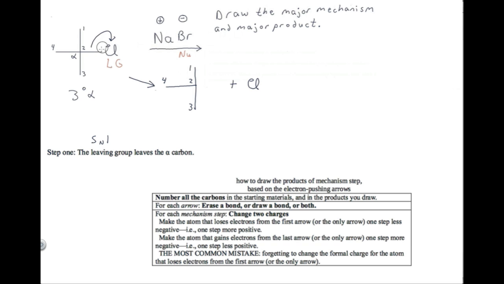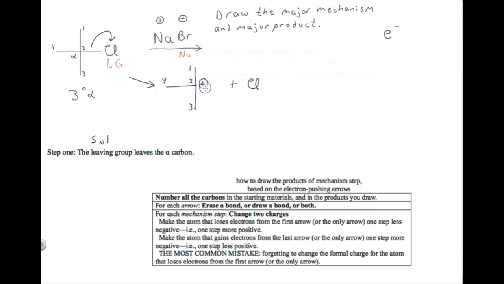Who is losing electrons from this arrow? Well, I hope it's clear carbon-2 is losing the electrons from this arrow. The electrons are starting in this bond and they're moving into a lone pair on the chlorine. So carbon 2 is losing the electrons in this bond. So what should be the new charge on carbon 2? Carbon 2 started neutral and it lost electrons. Electrons have a negative charge, so carbon 2 should become one step less negative. That means one step more positive. That means carbon 2 should end up with a positive formal charge.